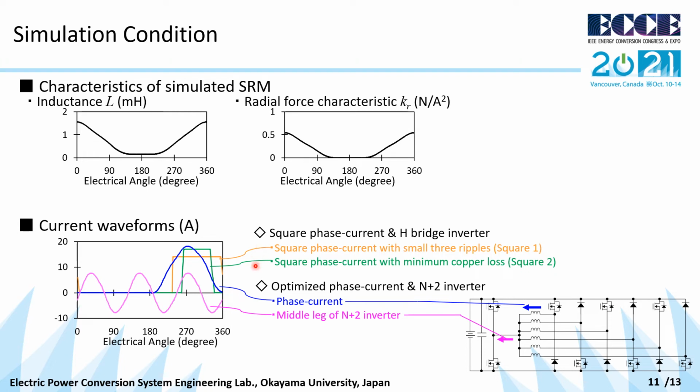The green waveform was tuned to minimize only the copper loss. And the blue optimized phase current waveform is applied by the N+2 inverter. The pink current waveform flows into the middle leg of the N+2 inverter. Finally, the inverters are operated to apply these current waveforms by hysteresis control. In the next slide, I present the simulation result.